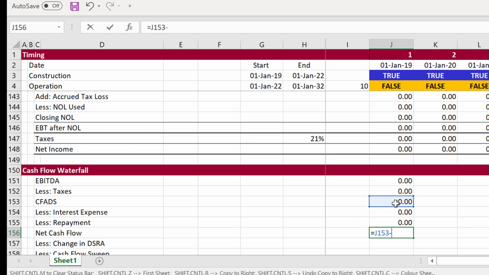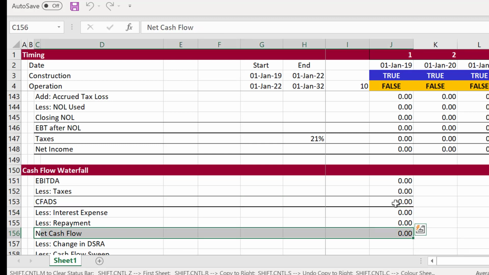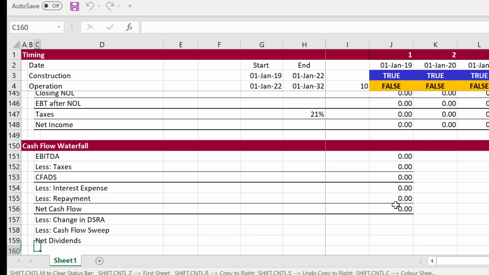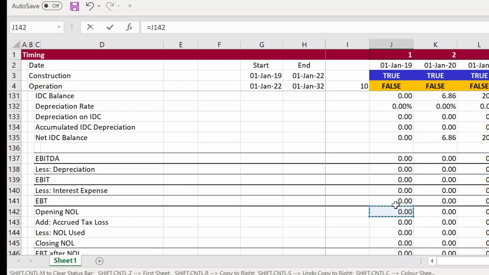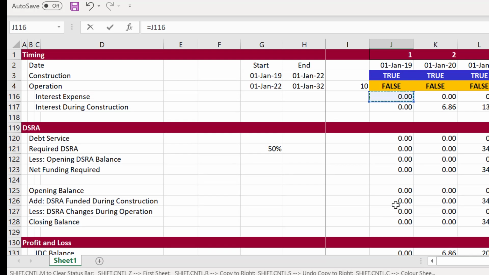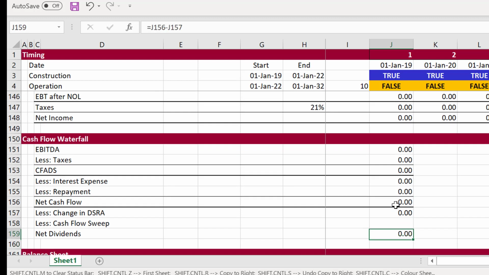So CFADS minus this, minus that gives us the net cash flow, and we better put a little underline here, because I would scream if you didn't get the underlines there. And then now the DSRA, I think, we'll subtract this amount that's in the DSRA, and we take this thing that's funded after the operation. I'm going to leave a cash flow sweep out for now and just put a minus. Okay.